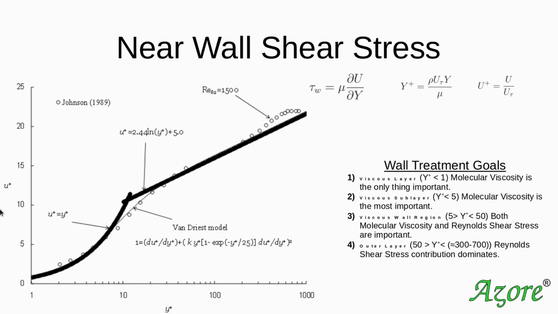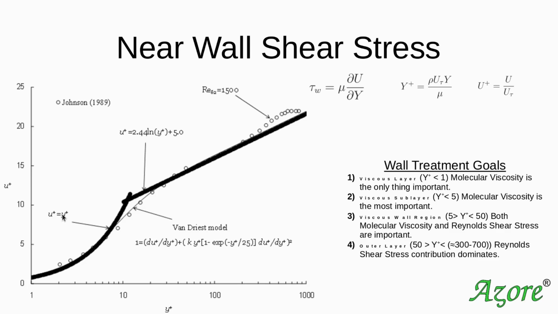And this axis over here is u plus. u plus is another non-dimensional number, which is a ratio of the velocity away from the wall divided by this wall shear velocity, this value right here. The good news is when you have laminar flow, u plus and y plus equal one another. And so it's beautiful. We have this wonderful relationship that we can use very reliably.